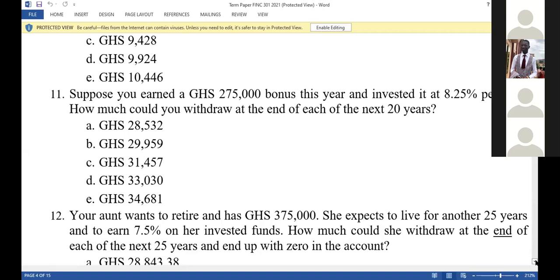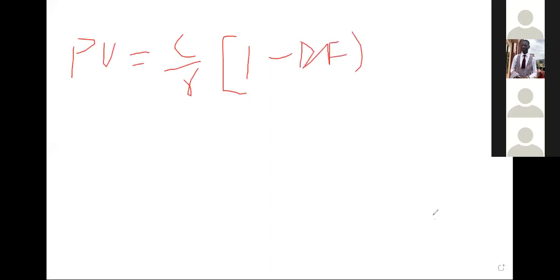Okay, for those of you who said A, your answer is correct. But let's solve. We know that our present value formula is C over R times 1 minus DF. Is that not so? Now, our present value has been given in the question as what? 275,123. And C is not given. C is what we are going to look out for: how much we are going to receive or withdraw constantly over a period, or pay constantly over a period. That is our C. And I've told you whether you are receiving, paying or withdrawing, if it is at the end of each year, it's still C. Nothing changes, right?